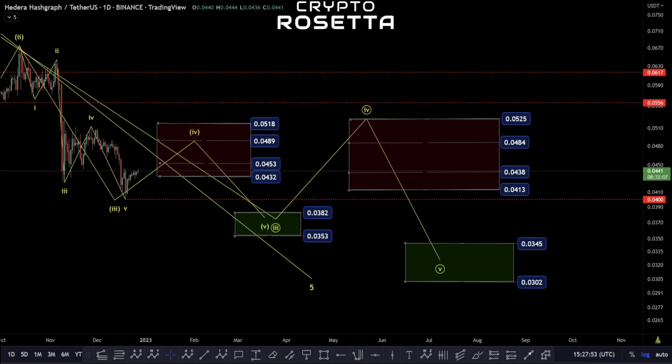This has been a request off of one of the videos, so we're going to be having a look at it and see where we think this is going and what kind of potential we have to drop to the downside here. So there are a few variables which we'll have to go over.